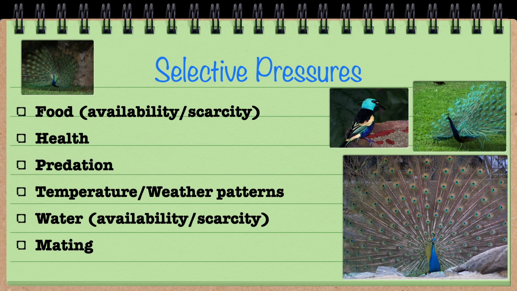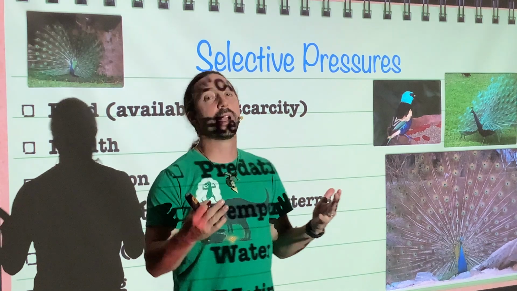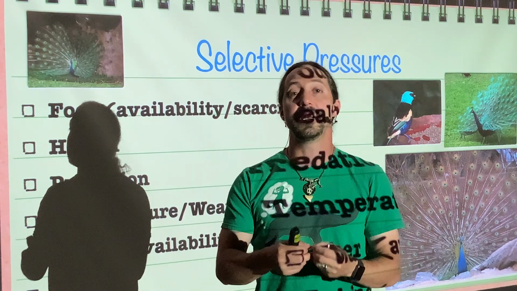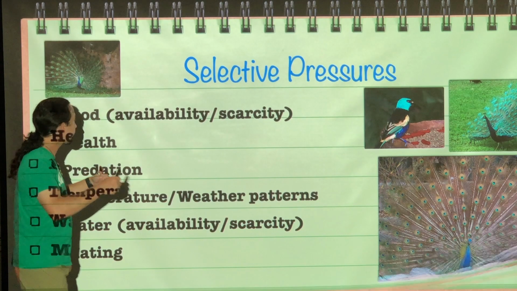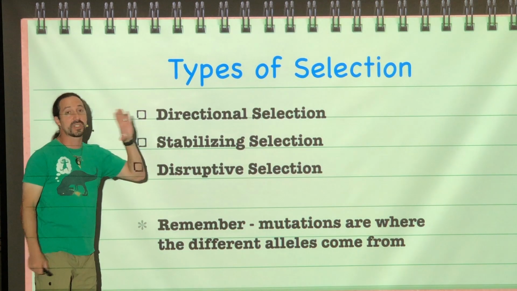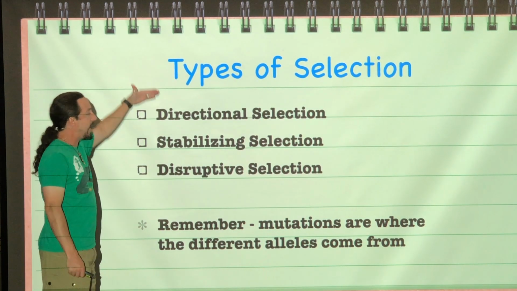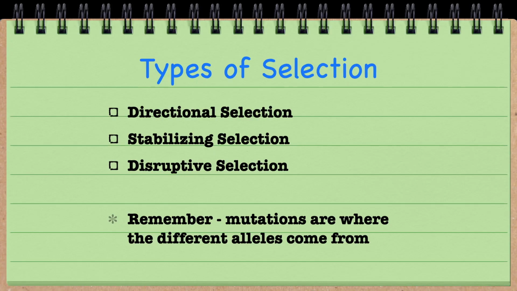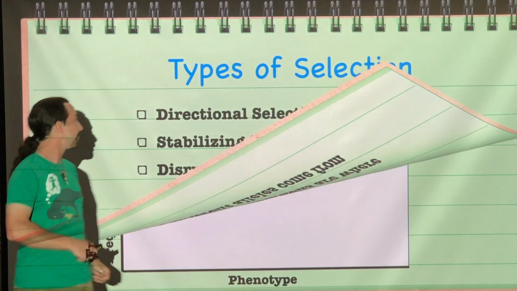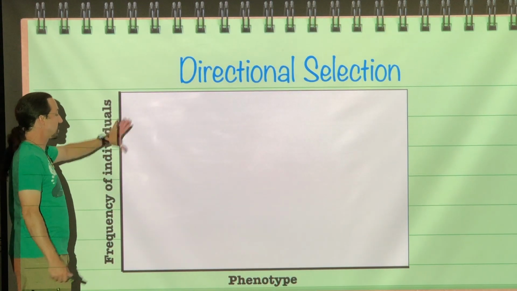And mating, specifically the way that these different organisms are going to compete for their mate. Many organisms compete for the opportunity to mate and have offspring with their specific genes. And each of those selective pressures cause a type of selection to occur. There's three types of selection. It is directional selection, stabilizing selection, and disruptive selection. Let's look at directional selection first.